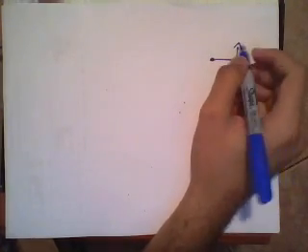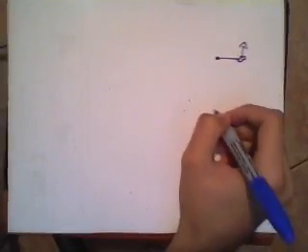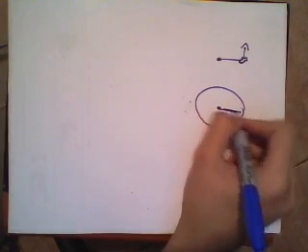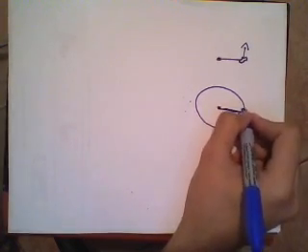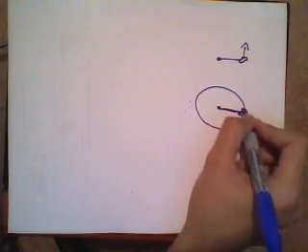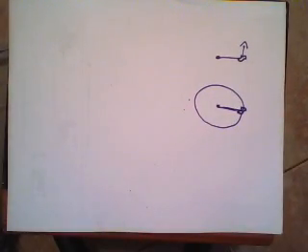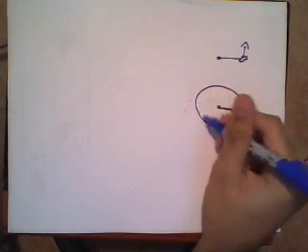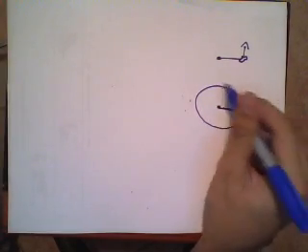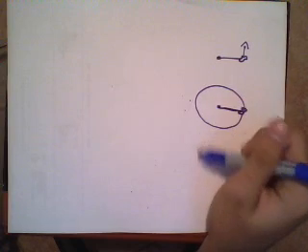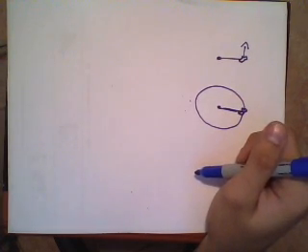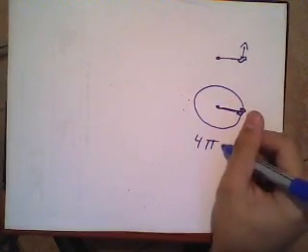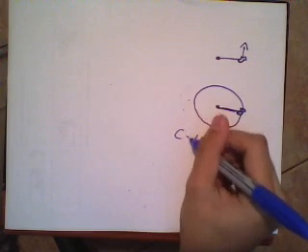So that's the velocity of the string. Okay? So if we draw it, here's the kid, here's the string, here's the rock, and this is the rock's path. Okay? Now, the circumference of the rock's path, in other words, the length of this line, of this circle, is 4 pi meters. Okay?